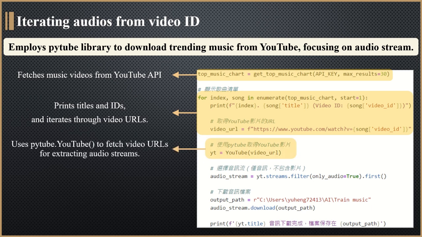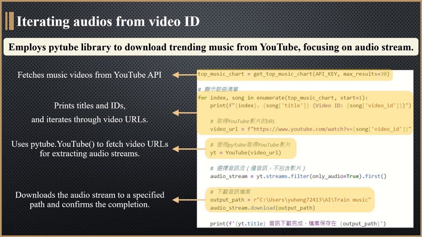The script iterates through the top music videos fetched from the API, printing out their titles and IDs. For each video, it constructs a YouTube URL using the video ID and then utilizes PyTube's YouTube function to fetch the video. The selected audio stream is then downloaded to a specified output path. After downloading, it prints out a confirmation message with the video title and the location of the saved audio file.